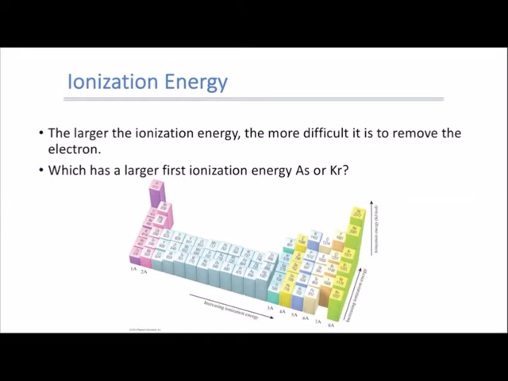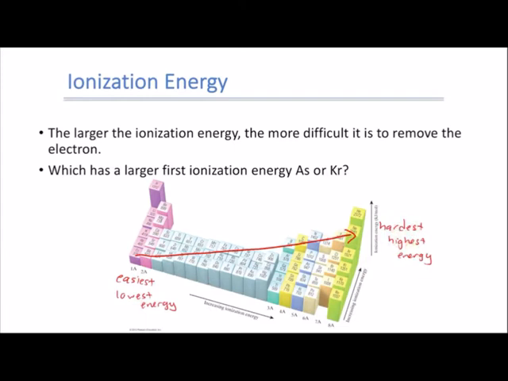And we can see our trend kind of goes up and across the periodic table. From the easiest to the hardest. Or from the lowest energy to the highest energy. We can see this trend follows the exact same as the size of our atoms. The larger the atom, the lower the ionization energy. The smaller the atom, the higher the ionization energy. Those two trends follow each other.